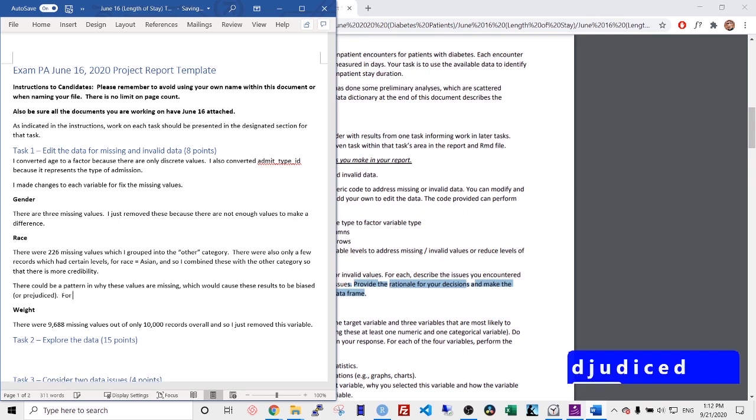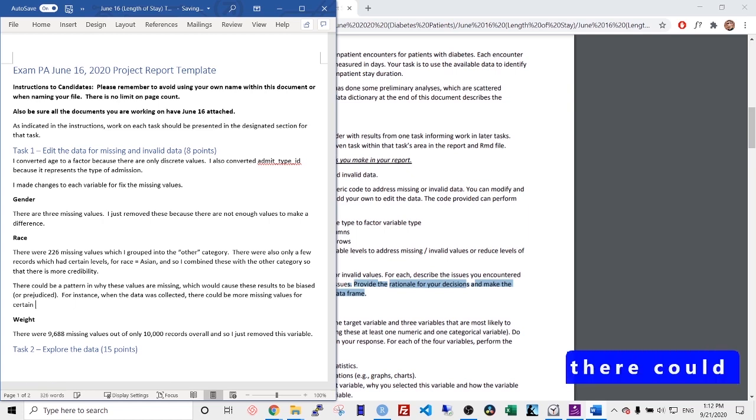For instance, when the data was collected, there could be more missing values for certain races than for others due to the surveys which ask patients of their race.